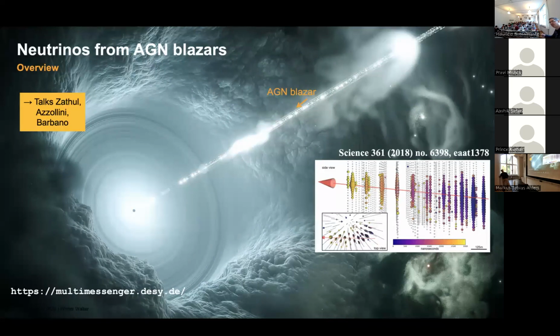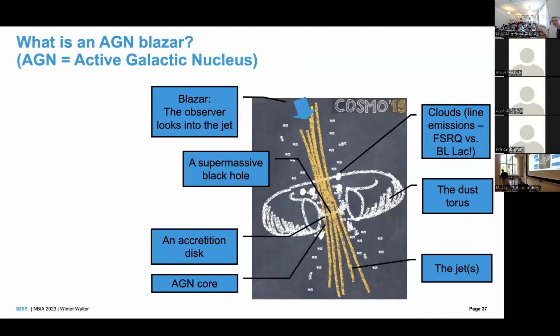The observer is sitting somewhere here. I will qualify that a little better in the next slide, where you have a cartoon picture of an AGN blazar. In the middle of the AGN blazar, we have the engine, and the engine is a supermassive black hole. That means a black hole which has 10 to the 6 or more solar masses, very powerful, which sits right in the middle.